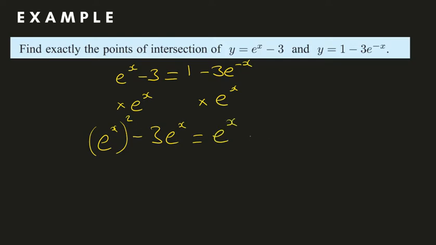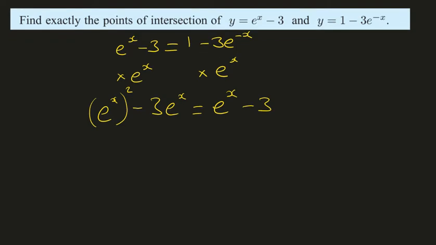And what happened to that last term is, well, we have e to the minus x multiplied by e to the x. And remember, we add the powers, so it's going to be e to the 0. And there's the magic. We're just left with the minus 3, and that's pretty much it. And from here, it almost looks a little bit quadratic-y, doesn't it? We can move everything to one side. Let's put it all onto the left-hand side.